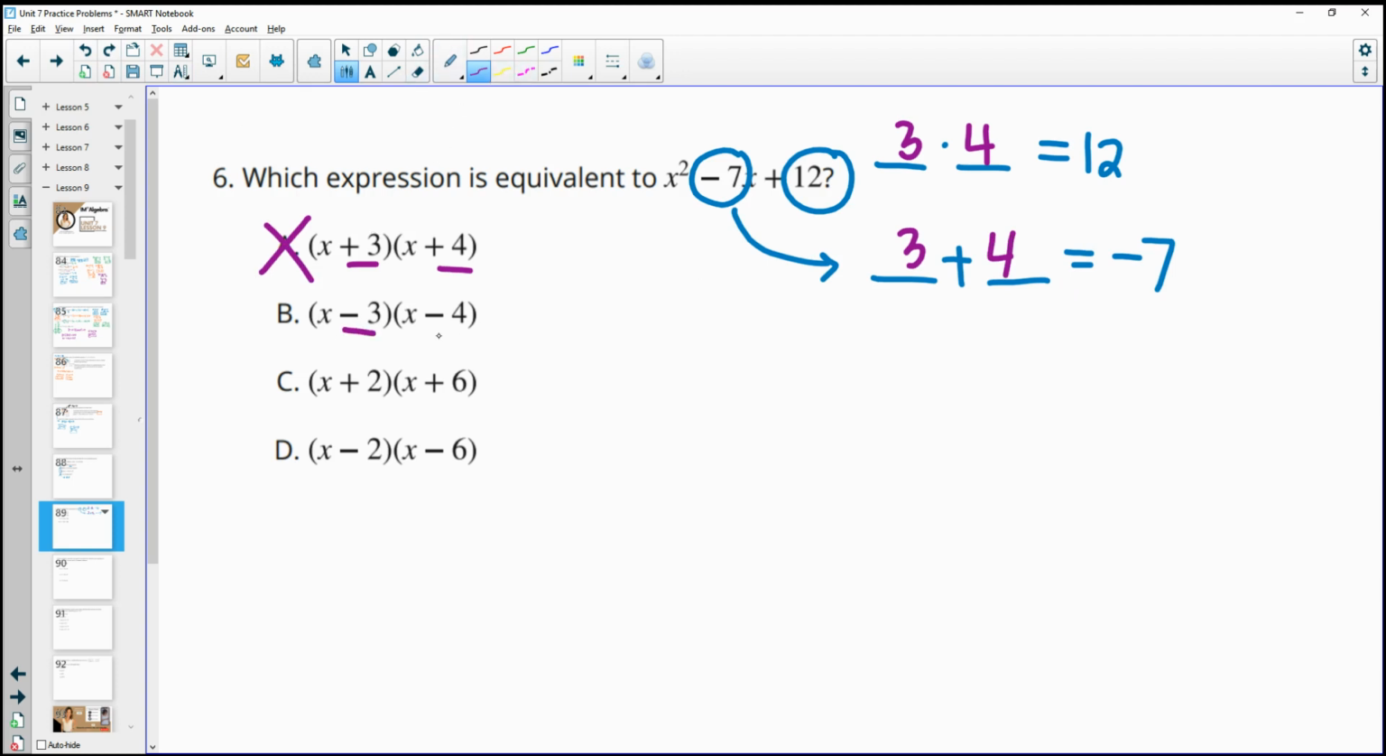For B, we have negative 3 and negative 4. So negative 3 times negative 4 is positive 12. So that's true. And then negative 3 plus negative 4 is negative 7. So this is true. So B is the equivalent expression. For C, they definitely multiply to 12, but 2 plus 6 is 8, not negative 7. And negative 2 plus negative 6 is negative 8, not the negative 7. So B is the correct answer.